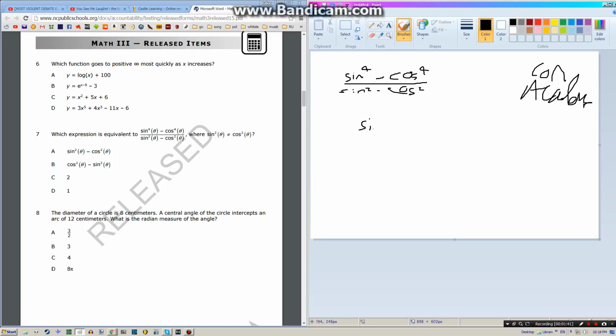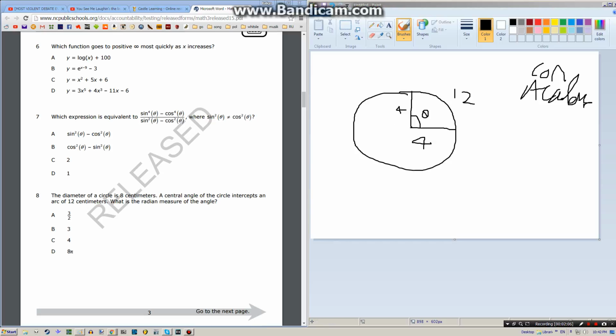You end up with sine squared plus cosine squared. It's plus because you're dividing a negative by a negative, so that makes it a positive. And now that you have this, it's a trig identity, which equals 1. So the answer is D. The answer is 1. Alright, I'm going to go on to the next one here.